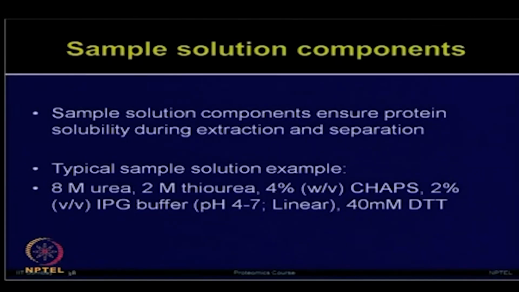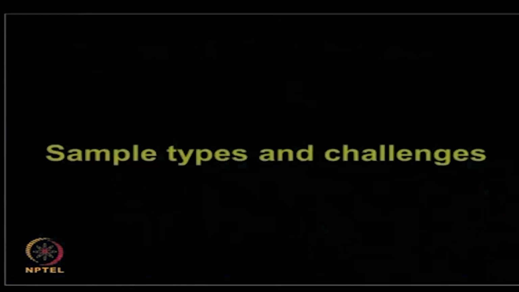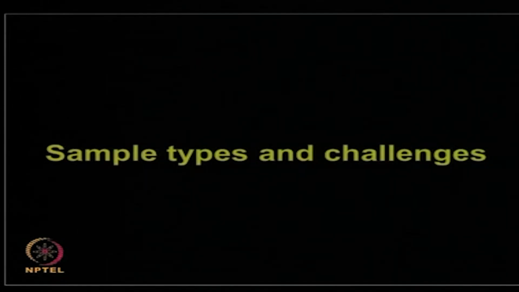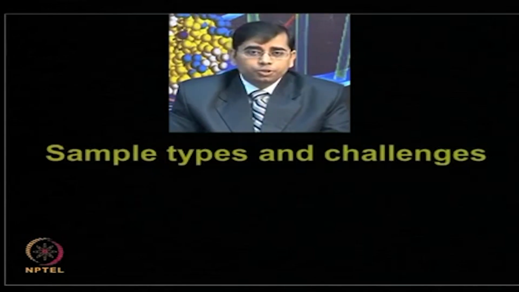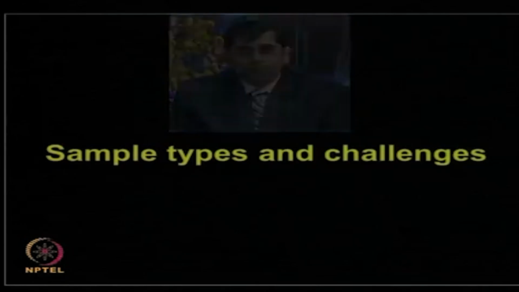A typical sample solution for the gel based 2DE application includes 8 molar of urea, 2 molar of thiourea, 4% CHAPS, 2% IPG buffer, 40 millimolar of DTT as well as a few other small components depending upon your sample type. So, as I am giving you an overview of how to prepare a very good sample, let me also introduce you to different types of challenges being imposed by different sample types.